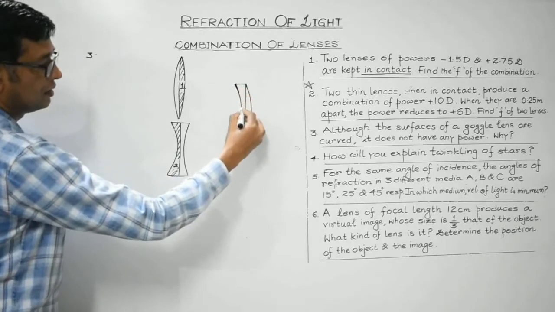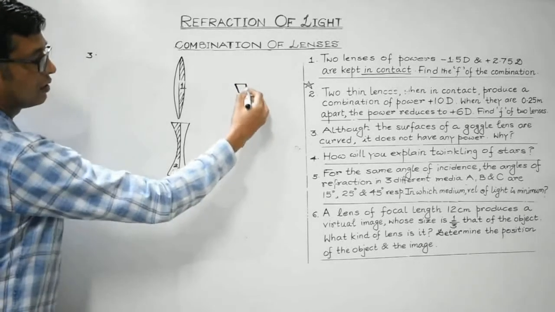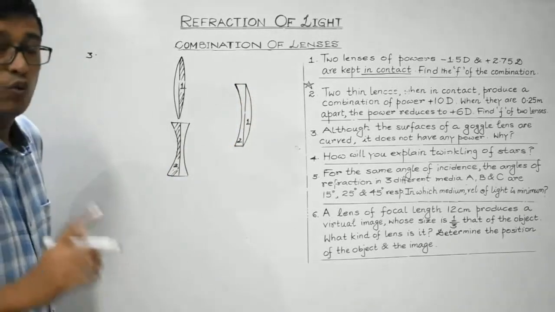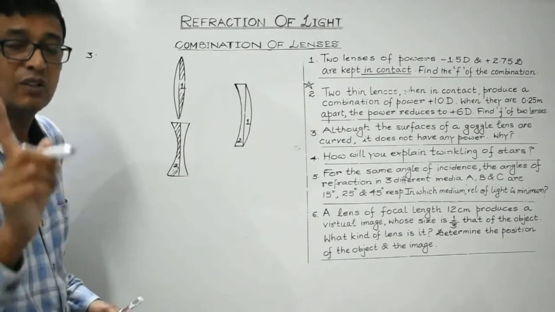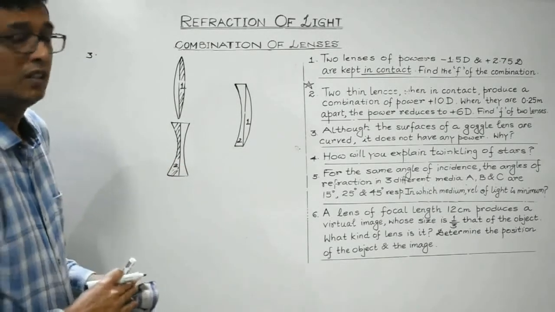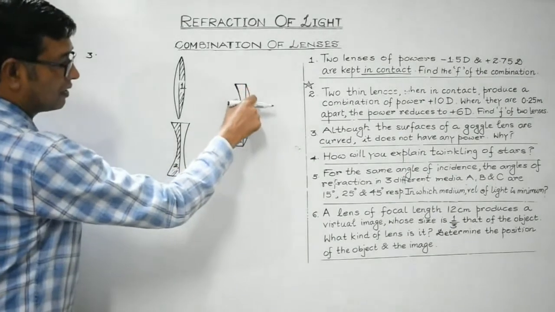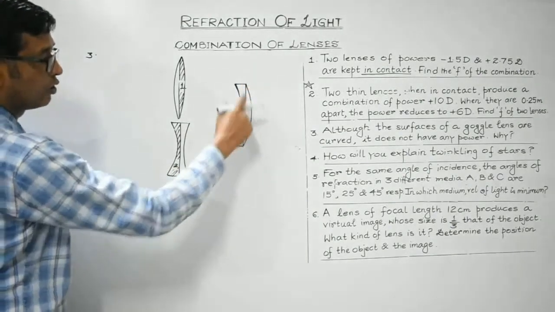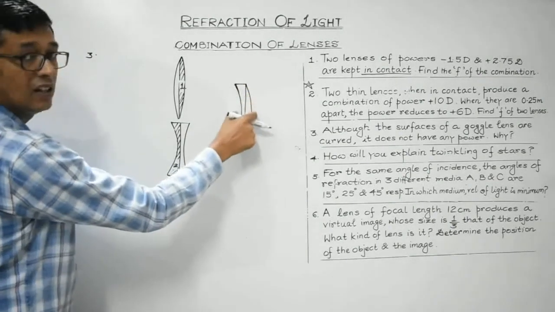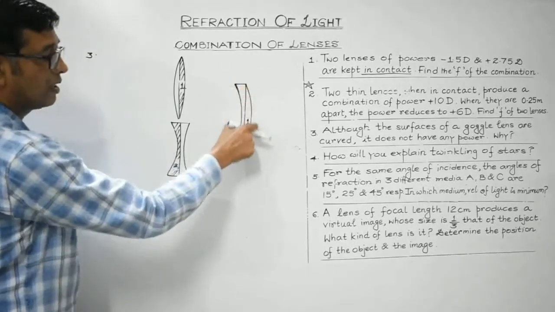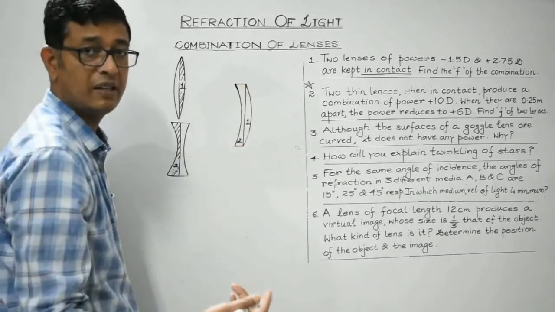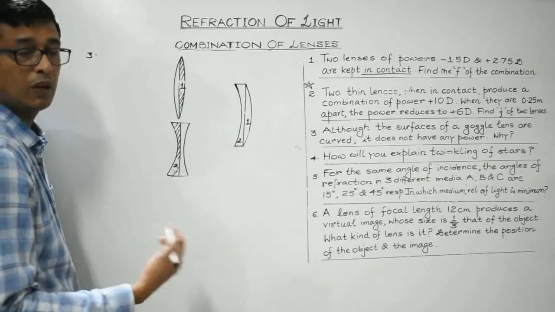One is concave, the other one is convex. Right? One is having positive power, the other one is having negative power. Both the surfaces are parallel. Students, both the surfaces are parallel. Although they are curved, but still they are parallel. Both the surfaces are parallel means that the radius of curvature are same. So as a result, the focal length or power are same.